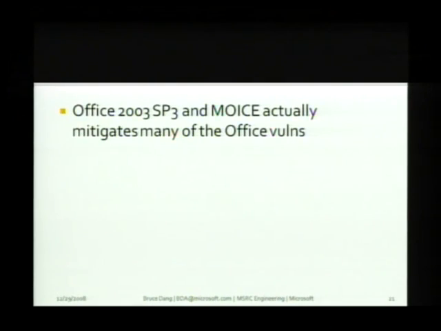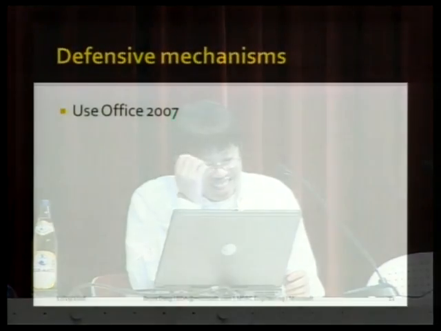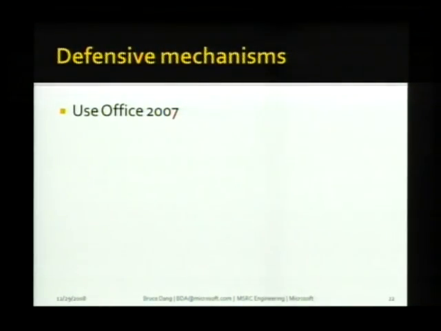And if you use Office 2003 SP3 and MOICE together, I would go so far as to say that it would mitigate many of the Office exploits. Well, I want to say all, but never say never, right? But it's quite effective. And this is one of the main reasons why we list MOICE as a workaround on a lot of the Office bugs that we patch on Patch Tuesday. And the last one, use Office 2007. So I won't say too much about that.